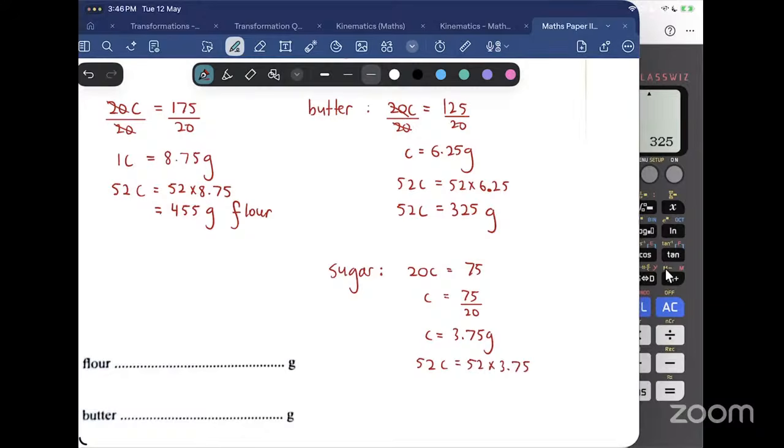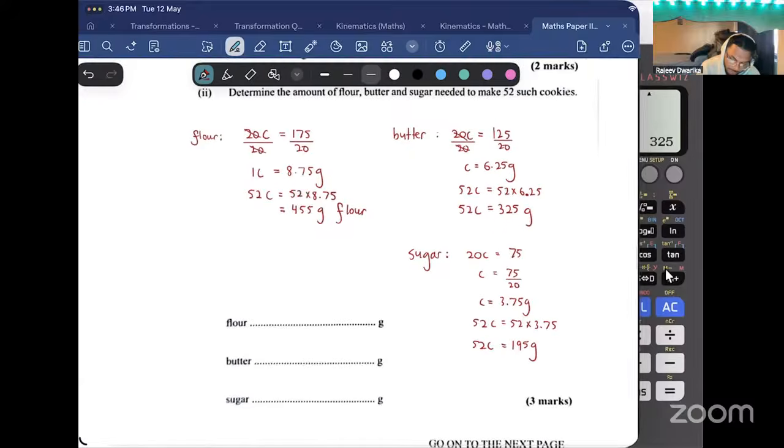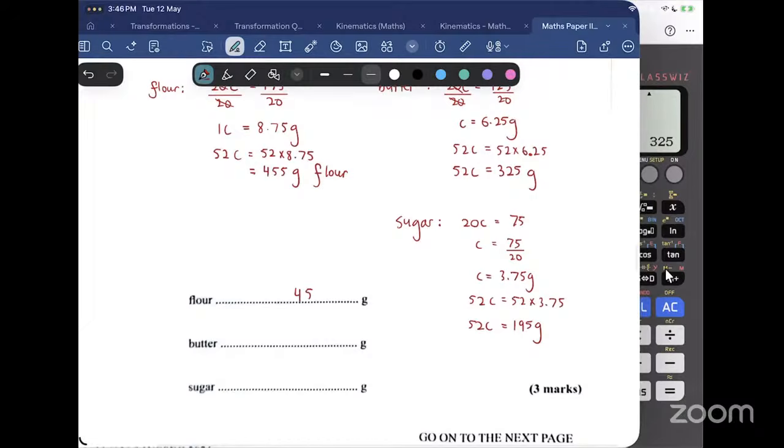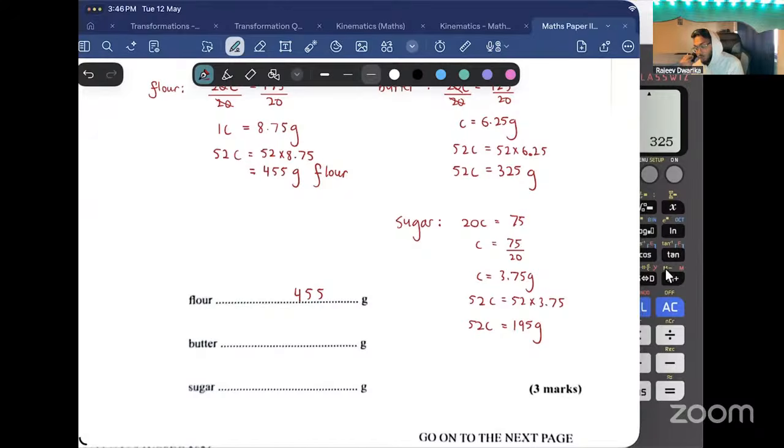195. Wait again? 195, sir. Right. Everybody cool with this? Yes, sir. Now, this is the most intuitive, straightforward way I think you all could attack this question.